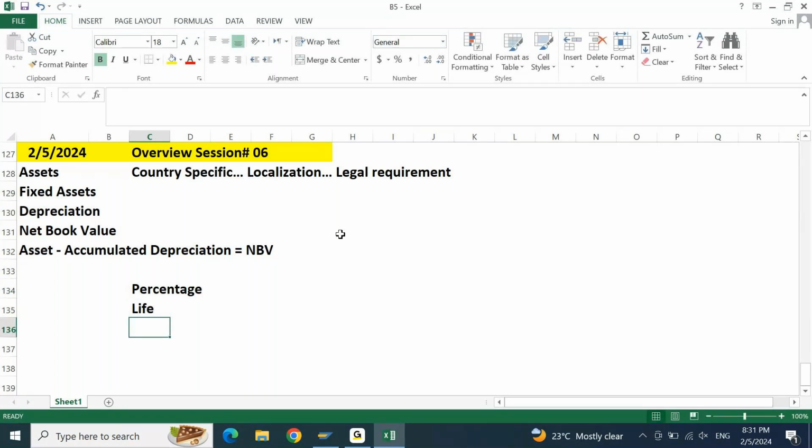Meaning, when you're talking about percentage, it can be your straight line method, it can be your WDV method. When you're talking about life, this is called your useful life method. These are the three most commonly used depreciation methods in any country. Make sure you are able to understand these points first. Forget about country, forget about your client.